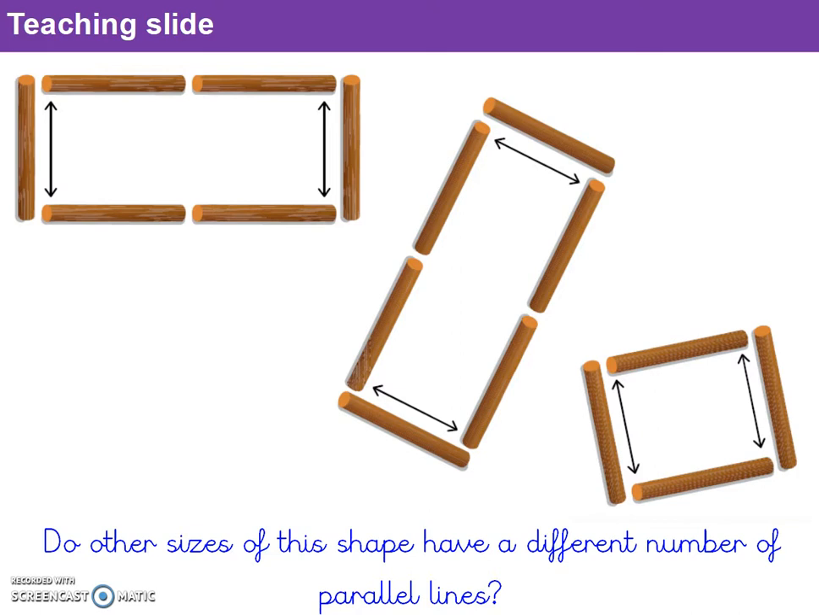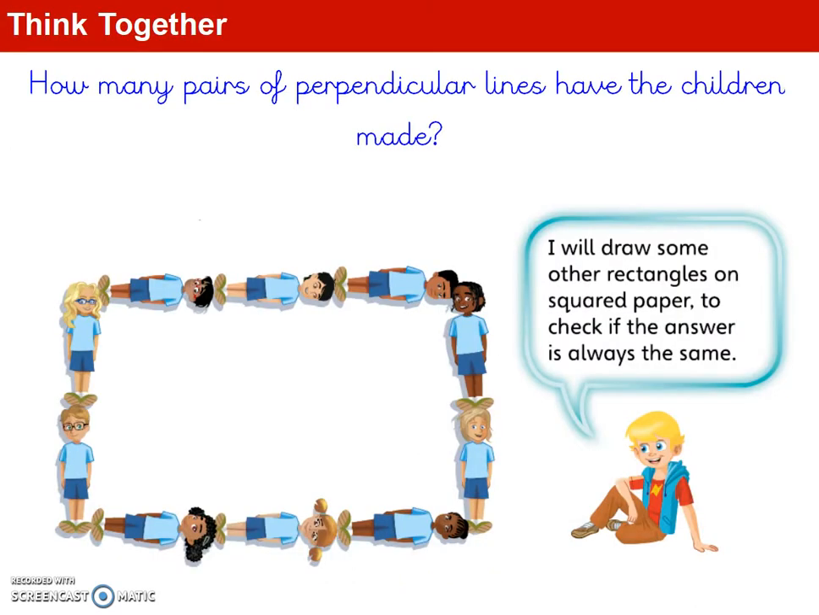So hopefully you've discovered that not all quadrilaterals have two pairs of parallel sides. We're looking at quadrilaterals with right angles for this. So if you were a trapezium or a rhombus, then you don't necessarily need to have two sets of parallel sides. And that leads us on to the next question from our textbook, our Think Together, which involves our rectangles again. And our question here is, how many pairs of perpendicular lines have the children made?